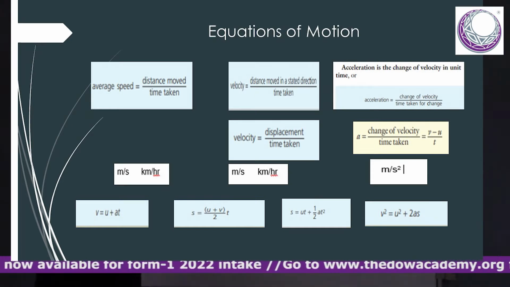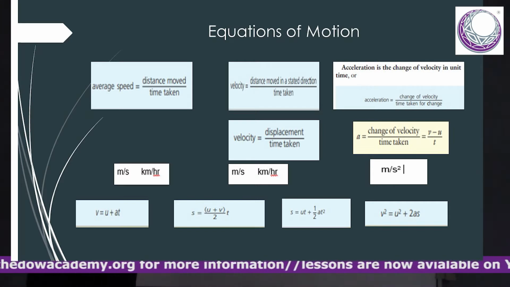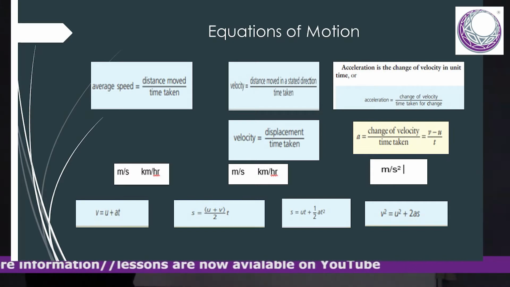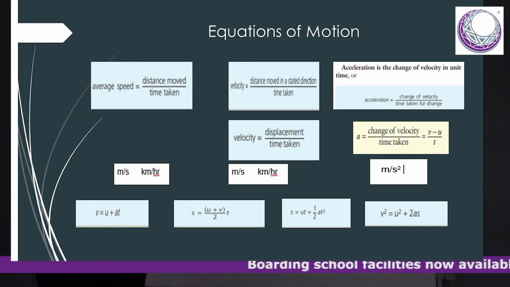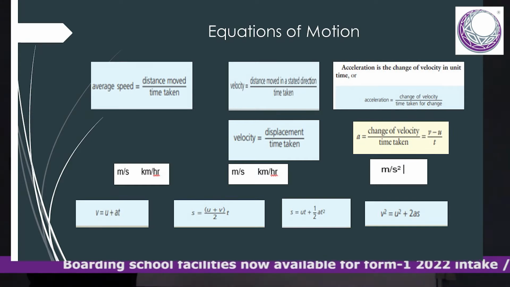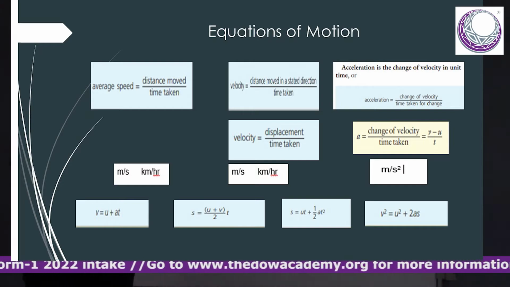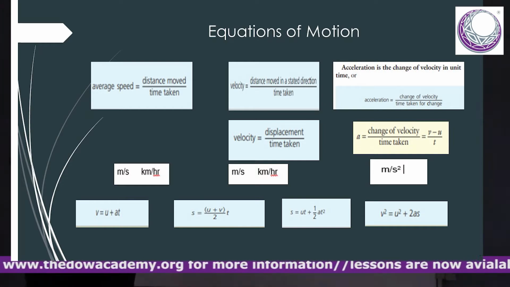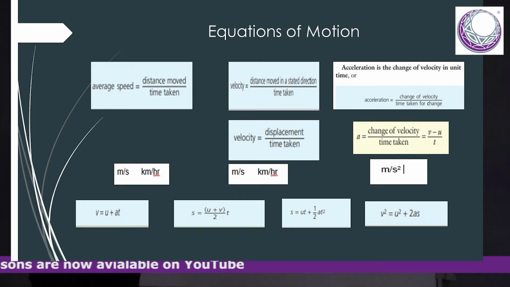The next formula that you need to take home is velocity. Velocity equals distance moved in a stated direction divided by the time taken to do that. And if you look at this, distance moved in a stated direction is our displacement. So if you go back and look at the definition for displacement, it is actually distance, but this distance is covered in a stated direction, which means here is displacement and it's a vector.